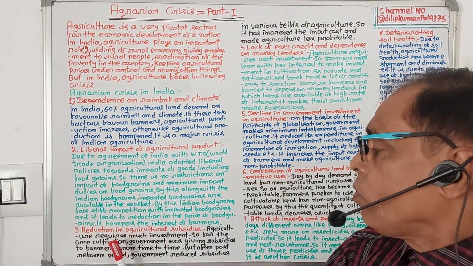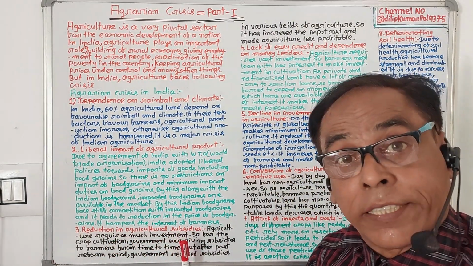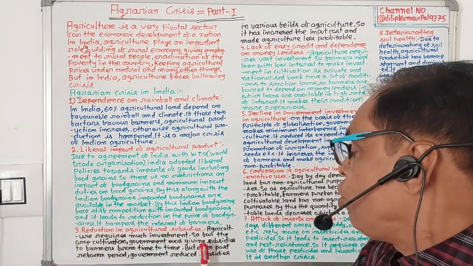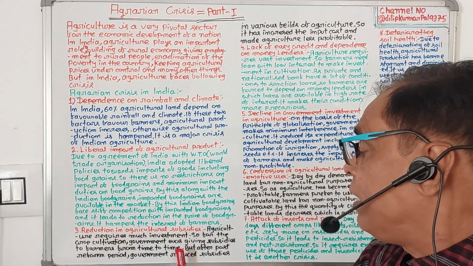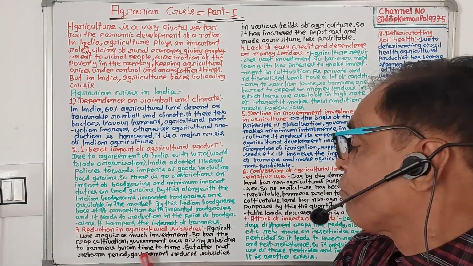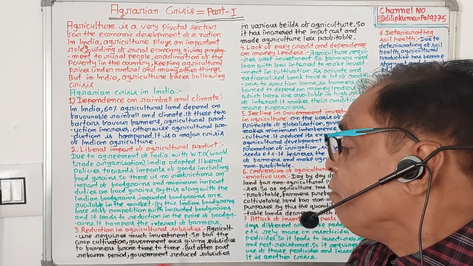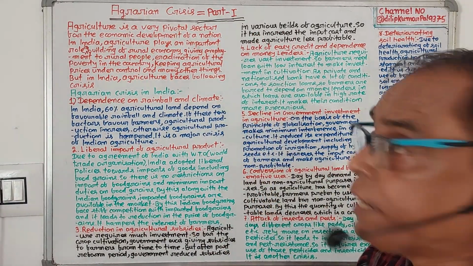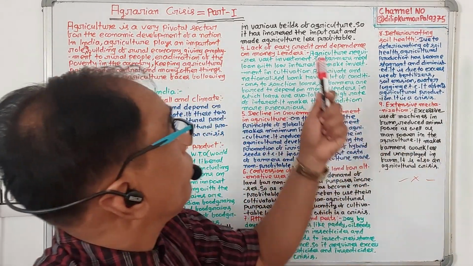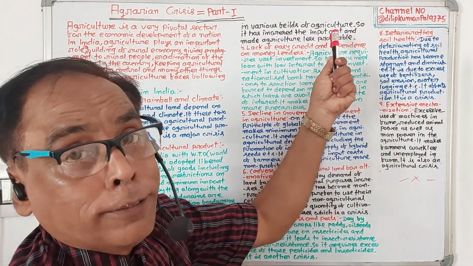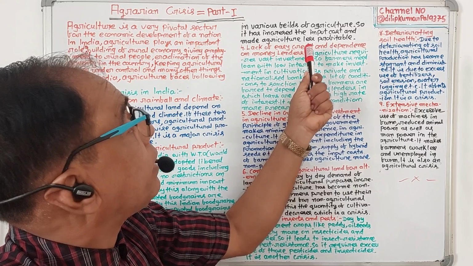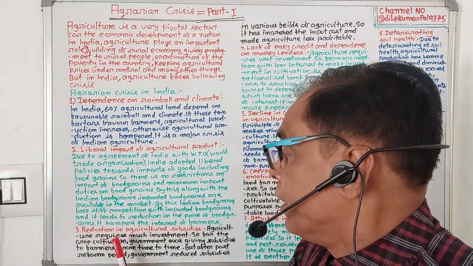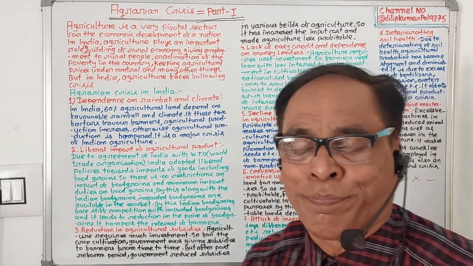Number 3, reduction in agricultural subsidies. Agriculture requires vast investment. So for crop cultivation, the government was giving subsidies to farmers from time to time. But after the post-reform period, the government reduced subsidies in various areas of agriculture. So it has increased the input cost and made agriculture less profitable. Another crisis of Indian agriculture is reduction in agricultural subsidies.